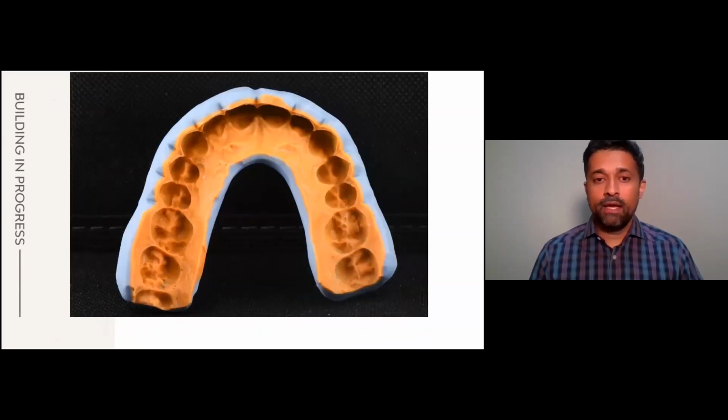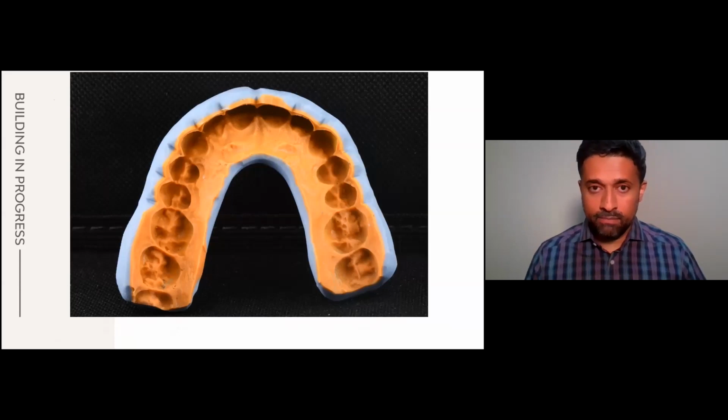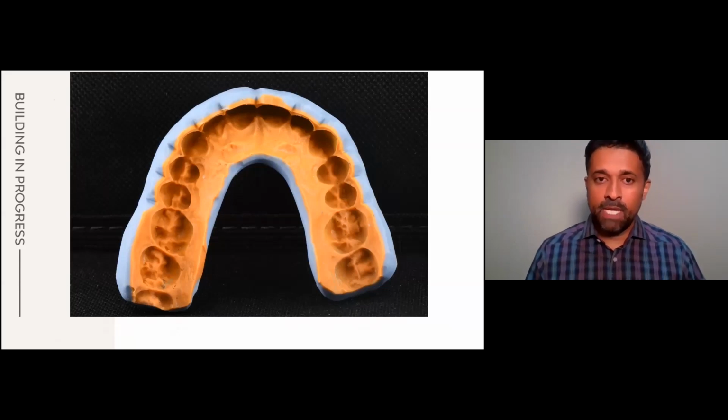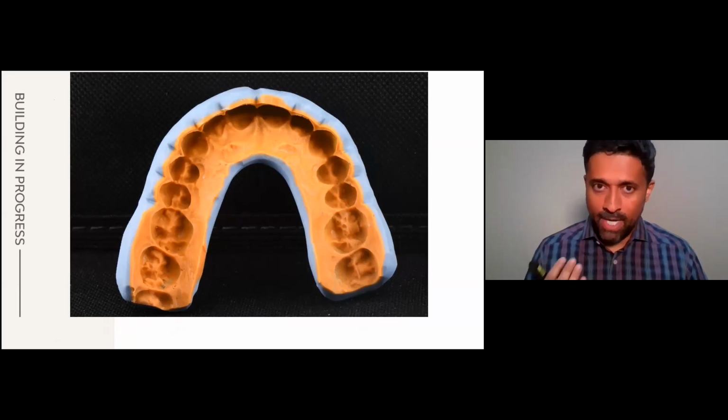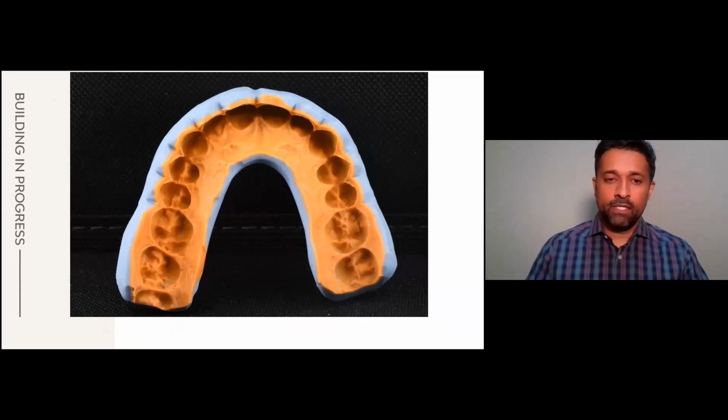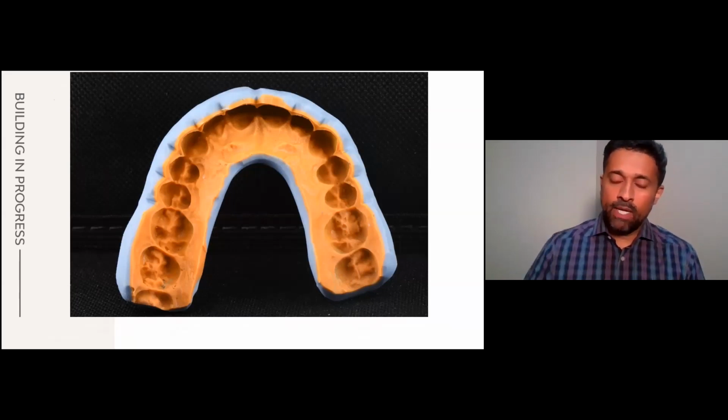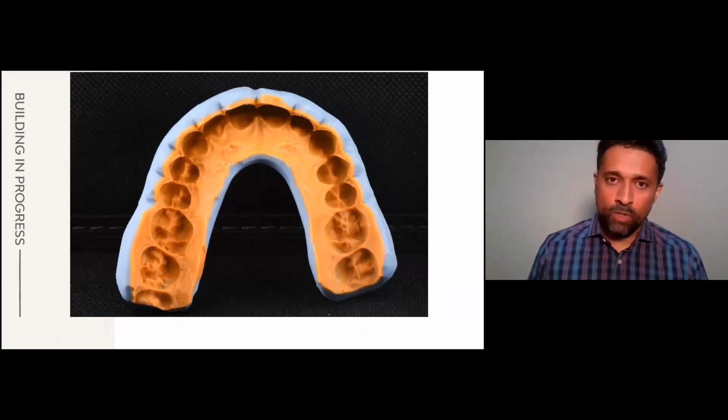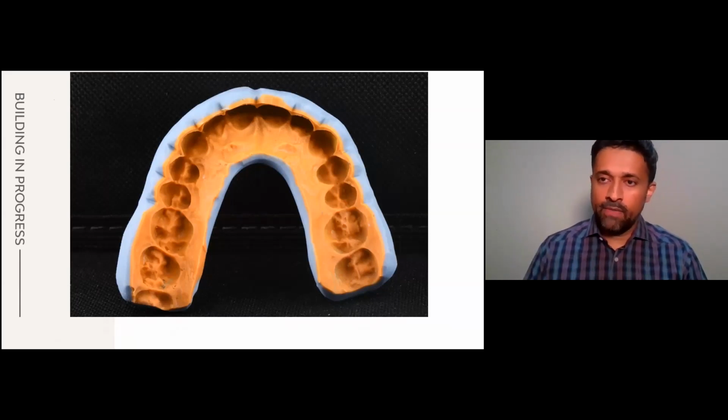So now we have our provisional matrix. This was made by the lab. I love this design. It's made off the diagnostic wax-up. The way they design it, they do a blue putty off the wax-up, and then they hollow it out, and then they reline it with an orange light body. And then they create notches along the labial to allow that provisional material to flow out. It's a great way, it works amazingly well.